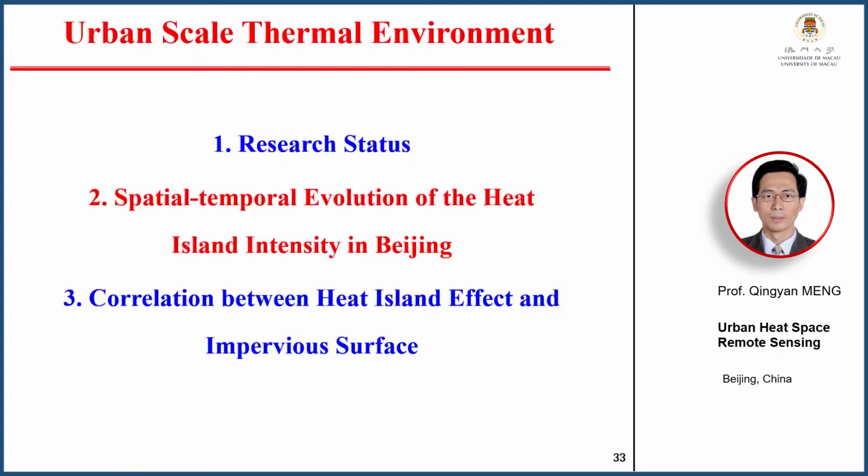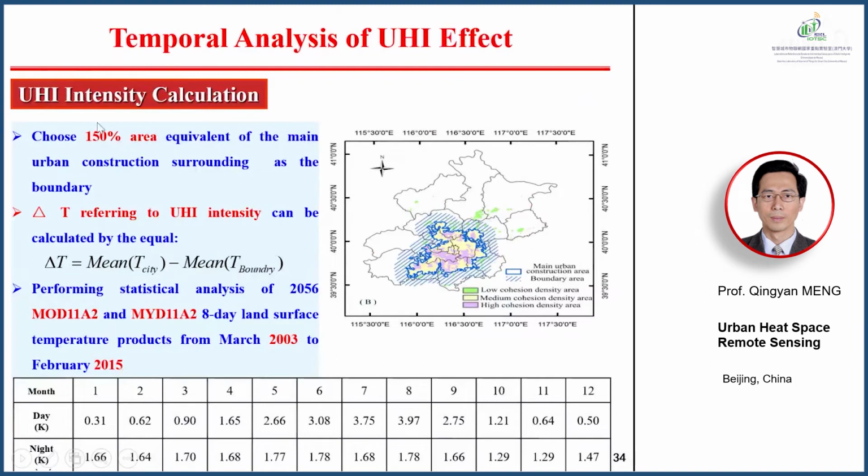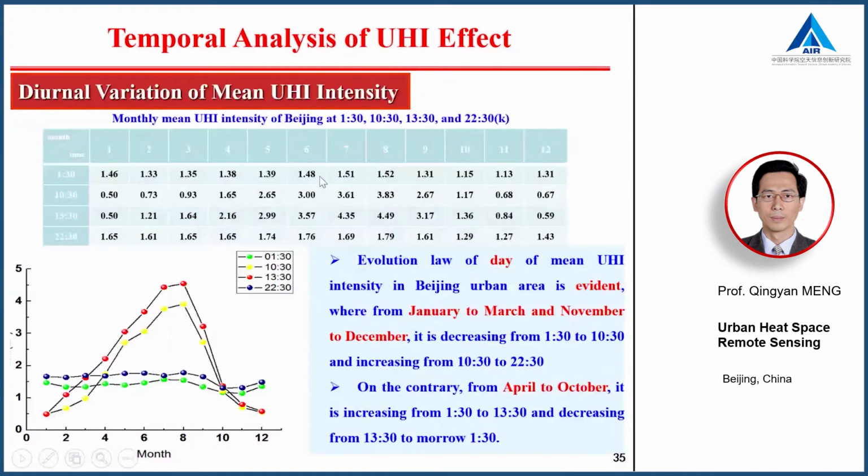So let's see what the evolution of the urban heat island intensity is, with the case study of Beijing. This is the urban heat island intensity calculation. First, we choose the boundary surrounding an area equivalent to 150% of the main urban build-up area. This is the boundary, the main urban build-up area. ΔT refers to the urban heat island intensity, and the intensity can be calculated like the equation. Then we perform statistical analysis of some areas.